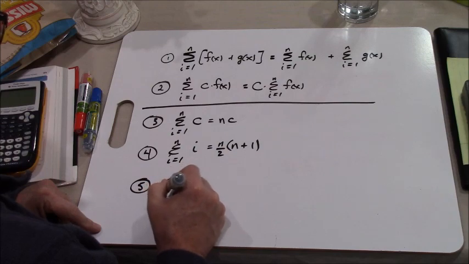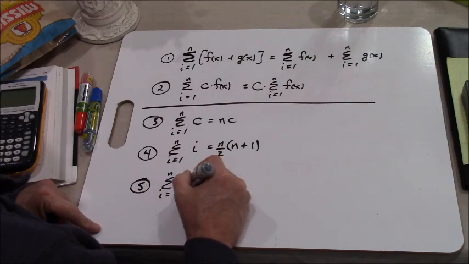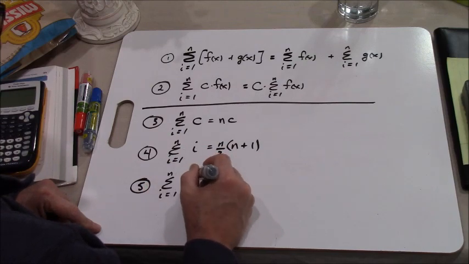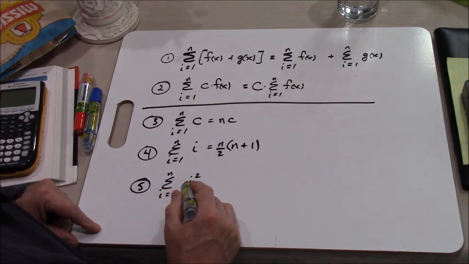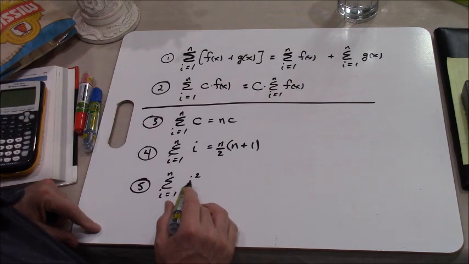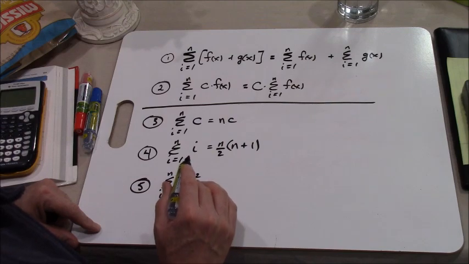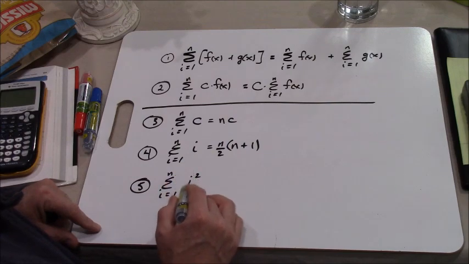Summation for i equals 1 to n of i squared. So if I plug in a 1, I'm going to do 1. Plug in a 2 and squared, I get 4. Plug in a 3, you get 9. So this is like 1 plus 4 plus 9 plus 16 plus 25. We're adding perfect squares.